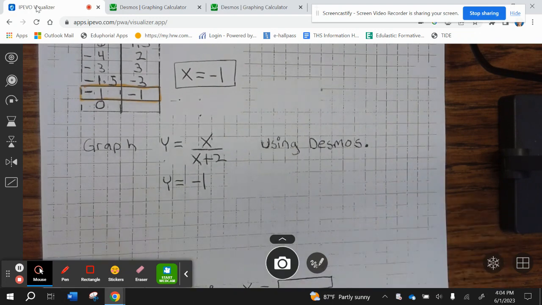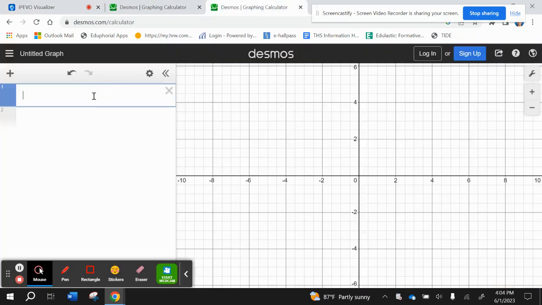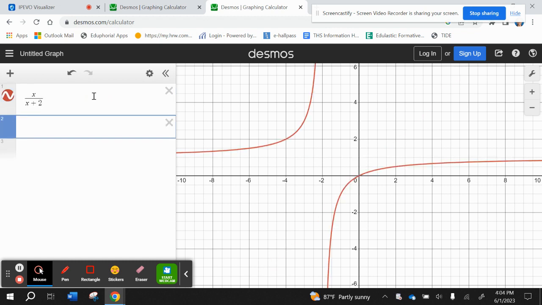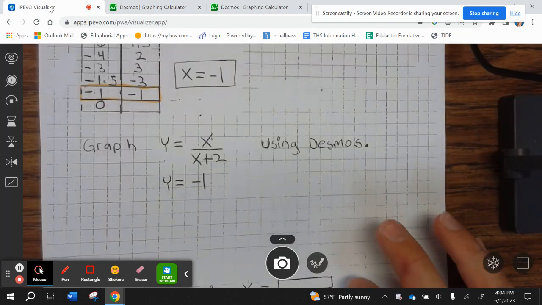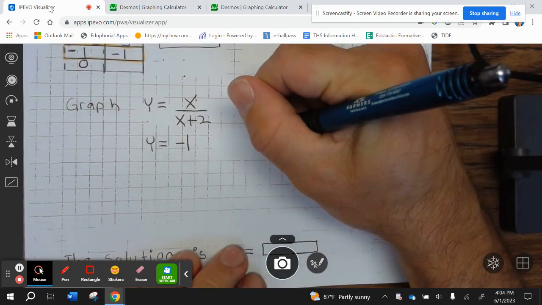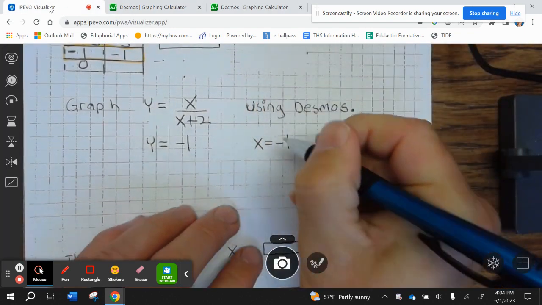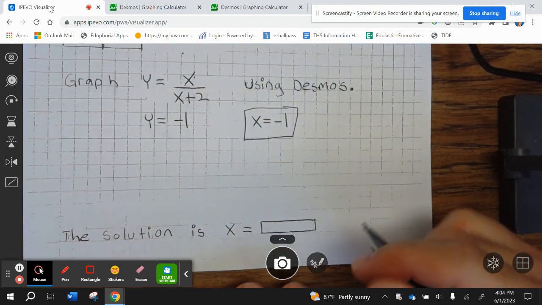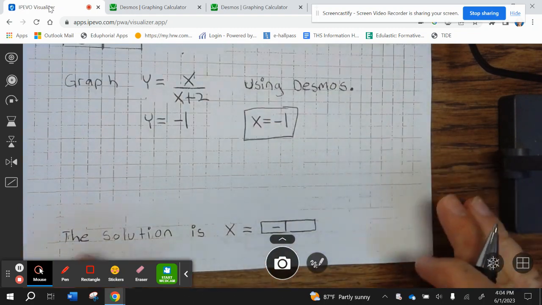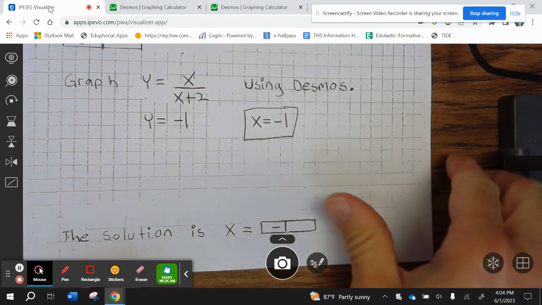Now let's use a graph. Okay, so I'm going to graph the left side, x divided by x plus 2, and y equals -1. Click on the point of intersection, which is -1. So our solution is x equals -1. Okay, so the solution is x equals -1. Go ahead and finish up example 1.